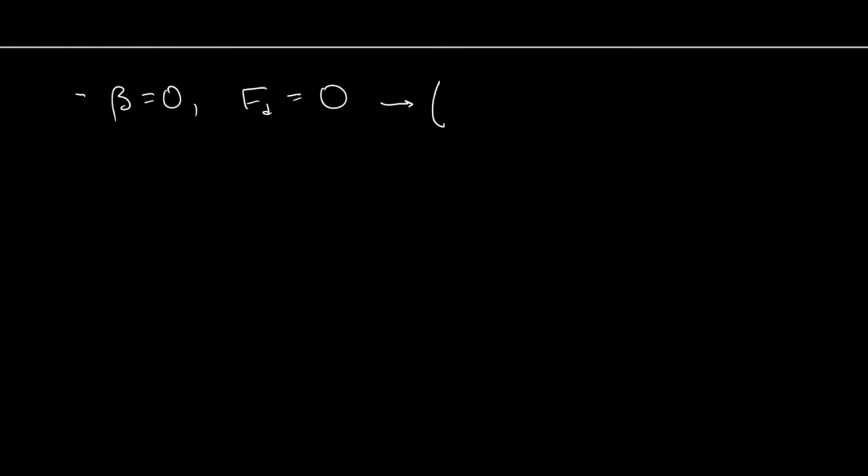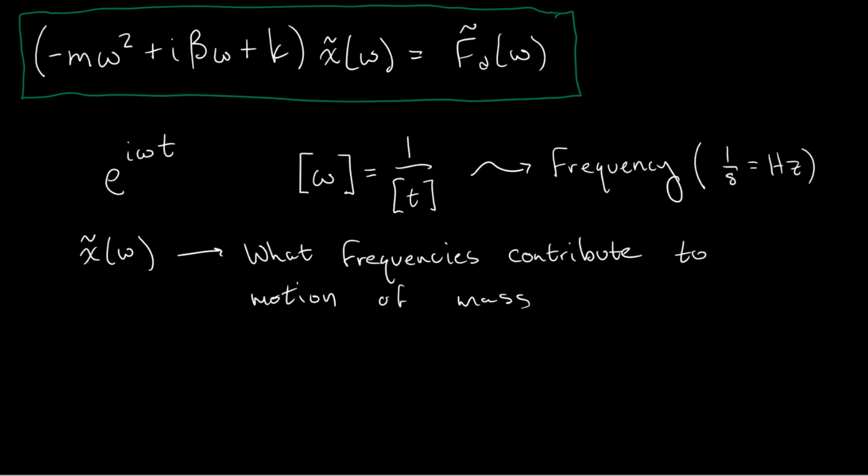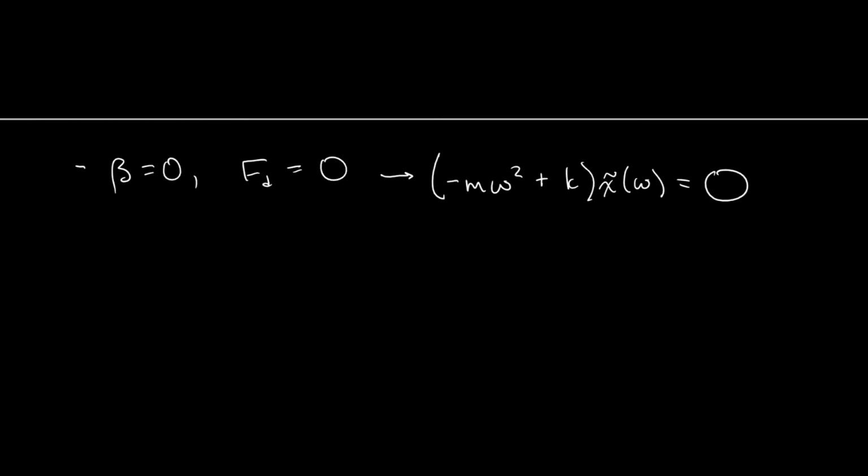So in that case, we get something which looks like (omega squared minus k over m) x tilde of omega, and that's equal to 0, right? That's just taking this equation here, plugging in beta equals 0 and f tilde d equals 0. Because if I make the driving force 0, then obviously f tilde is also 0. That's the only way this integral is going to work out.